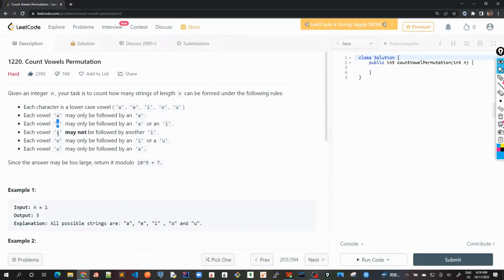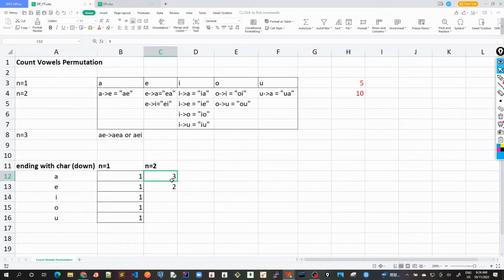So after E and I, there are two rules after which we get the last character as A. And the third rule is U. U can only be followed by A, right? So these are the three rules where we get A as the last character, the followed-up character. That's why the formula gives 3.